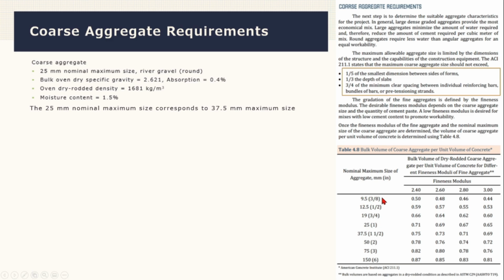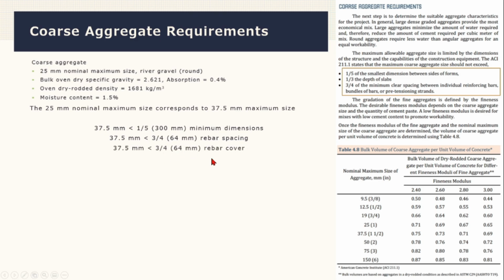If we are going to take a look at these sizes of the aggregates, 37.5 is one step higher than 25, which is the given nominal maximum size. Now, we'll be comparing this first to one-fifth of the smallest dimension, which is 300, and still 37.5 is less than this one. Next is three-fourths of the minimum clear spacing between reinforcing bars. Still 37.5 is less than this one. And the last is three-fourths again of the reinforcing bar, which is 64, and 37.5 is still less than this one. Therefore, the aggregate size is okay for the dimensions, meaning we are good here in using 25 millimeter nominal maximum size.